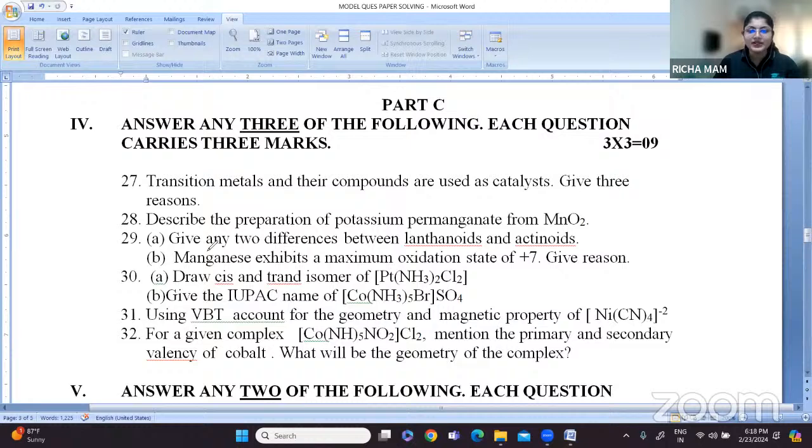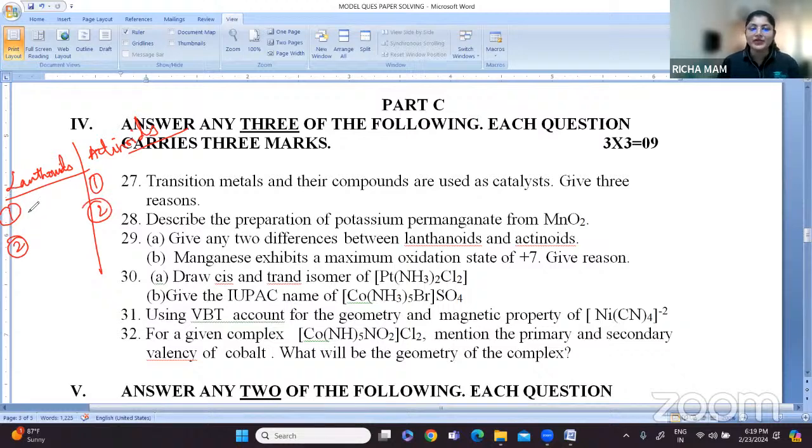Okay, next question. The 3 marks question is divided into two: sub question A and sub question B. What is sub question A? Give any two differences between lanthanoids and actinoids. So what is the way to write? You have to make two columns, lanthanoids and actinoids, and then write each of the differences.